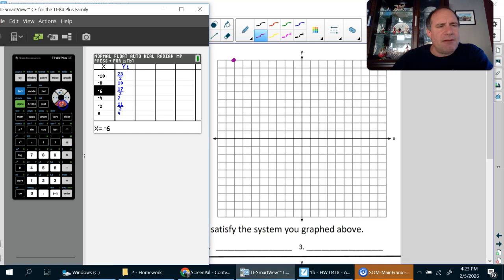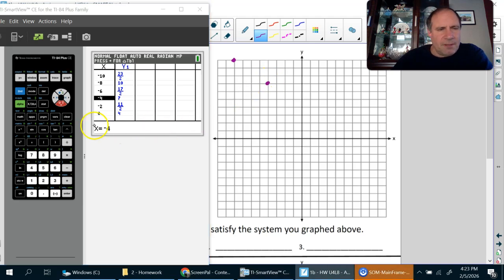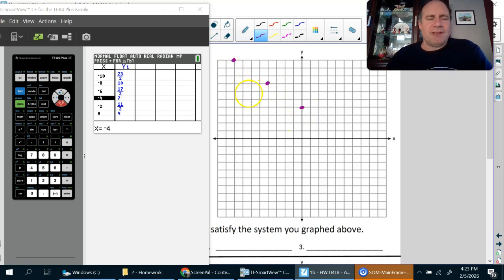-8 is to the left, and then 10 up, you put a nice big point there. Then I'm going to go down to -6, 17 over 2. I'm not going to graph that. -4, 7. So 1, 2, 3, 4, and 7 up, which is right here. Then I'm going to go to 0, 4, 0, 1, 2, 3, 4. Just like that. Now you notice that these points are in a nice pattern.